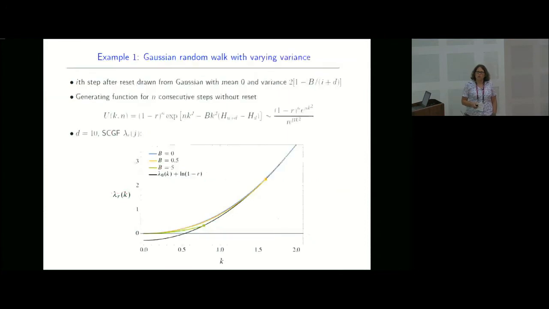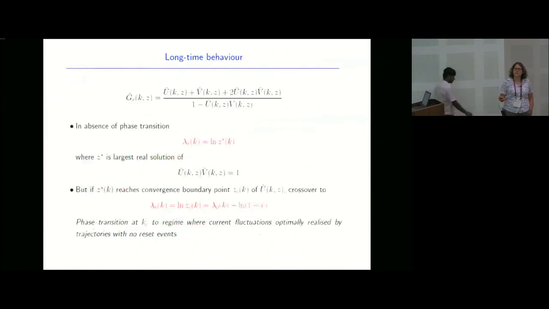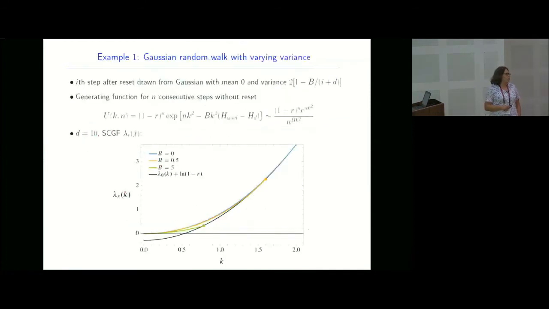And that's what I show you in this picture here. So in the black line, I have the scale cumulant generating function that corresponds to paying the price, having no reset at all. And the blue lines, I have the solution for ZC, so this one, for different values of B.